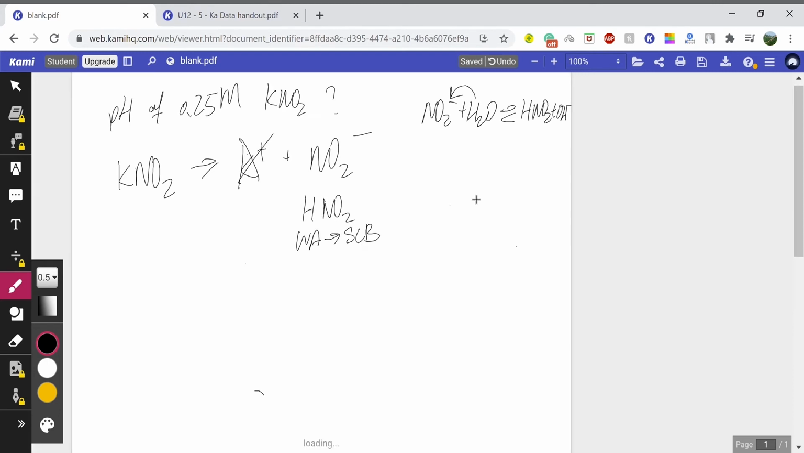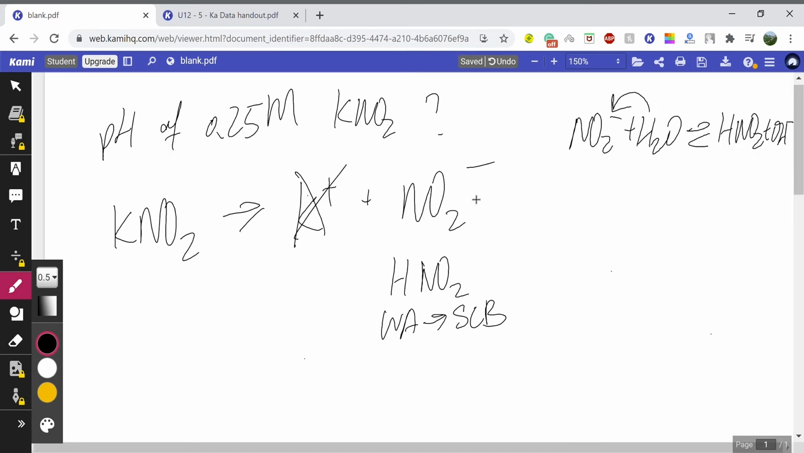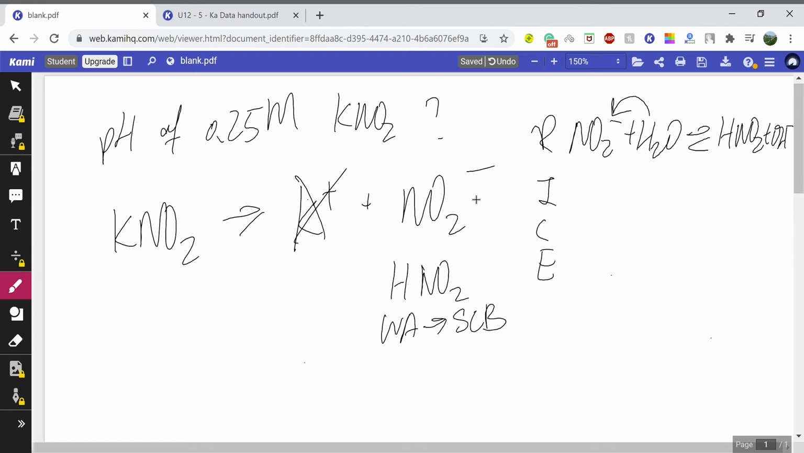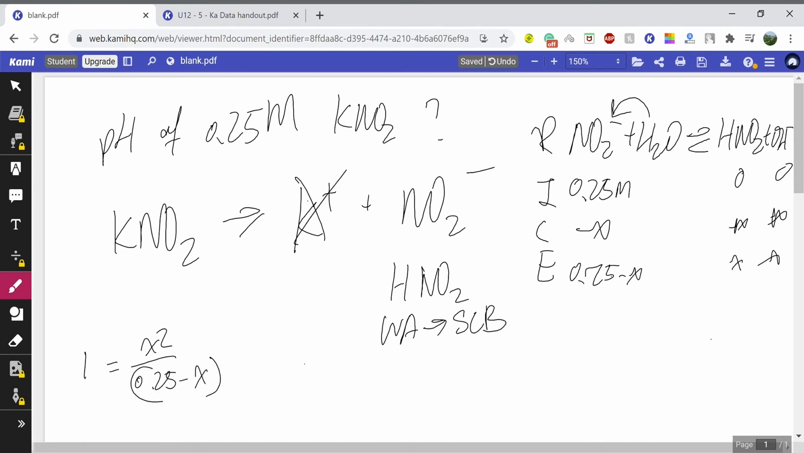Now with that there, we can set up a RICE chart. We're already told that the initial is 0.25 molar, so this will be 0.25 molar over here. This water, we don't really care. This will be 0 and this will be 0. Now this will be minus x, plus x, plus x, because all of them have the coefficient of 1. This is 0.25 minus x, and this will be x and x over here. So this will be Kb.